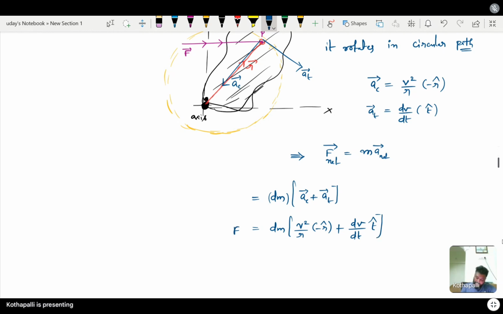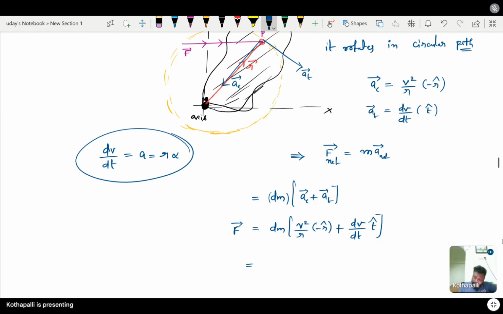Now, dv by dt is nothing but linear acceleration, which is nothing but r alpha. In circular motion, we studied that v is equal to r omega, a is equal to r alpha, and x is equal to r theta. These are the relations between angular quantities and linear quantities. Since the tangential acceleration is linear acceleration, we can write it as r alpha.